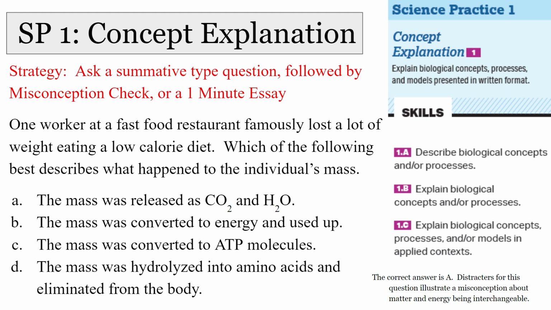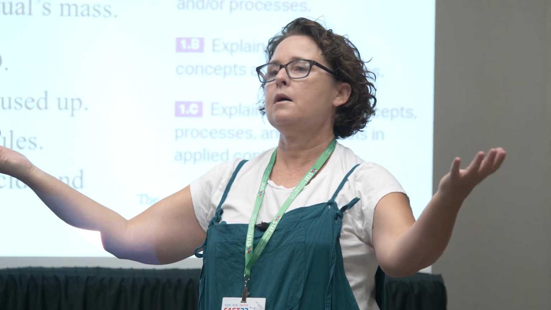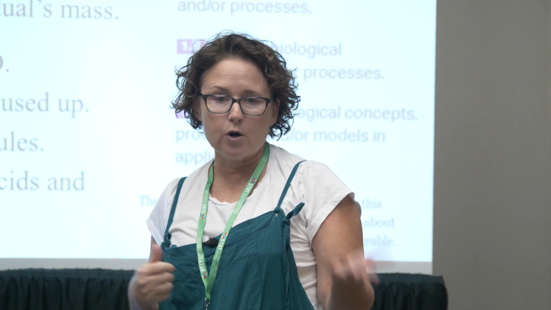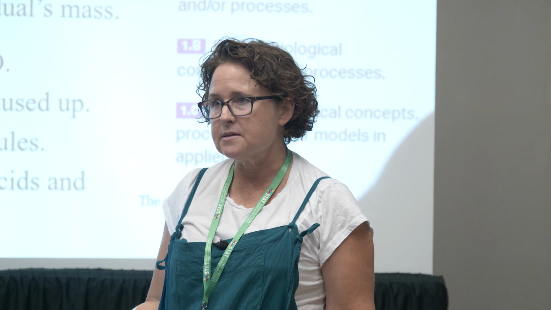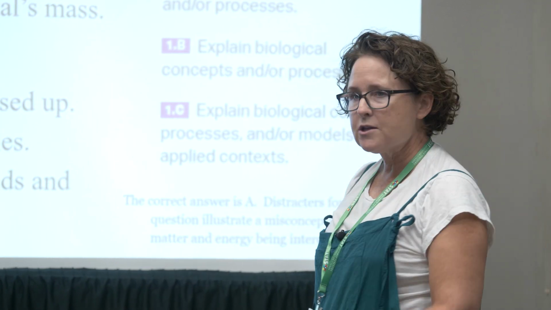So, for example, the correct answer is the first one, A. Right? The correct answer is A. The mass is released as carbon dioxide and water. All three of the distractor responses here get at the same misconception, which is that students have difficulty thinking about matter and energy as two separate things. They want to imagine that they are the same, that one of them is convertible to the other one, and that is not the case.